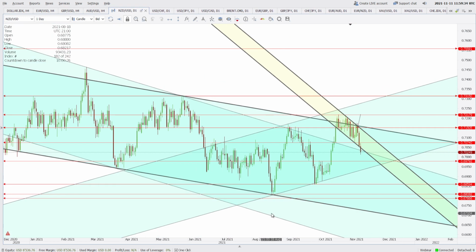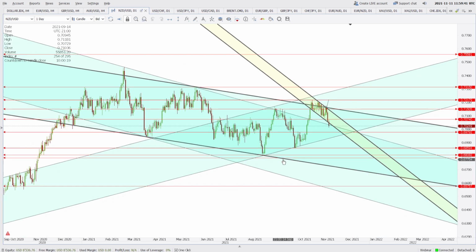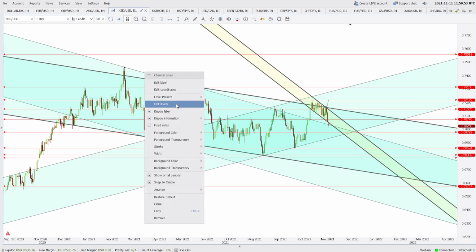Let us dissect the price in the New Zealand dollar. In the New Zealand dollar, the price is trading below this falling channel's resistance line. Actually, now I was expecting this channel's resistance line. This channel is what I'm talking about. Maybe I will change the color.